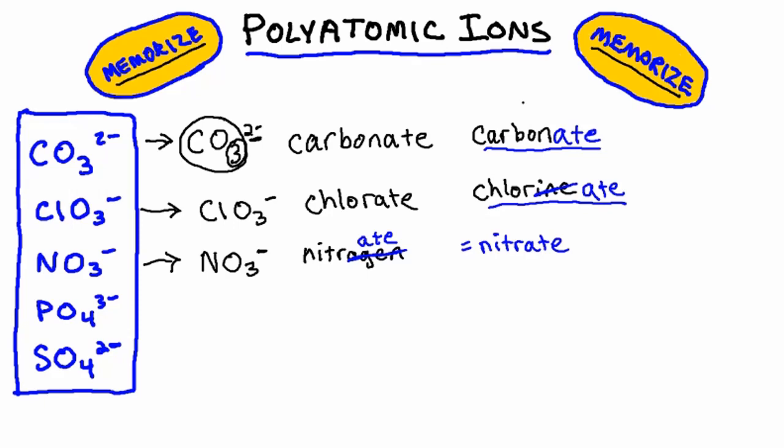And let's see, the next one is PO4 with a 3 negative charge to it. The main element that the oxygen is paired with is phosphorus.